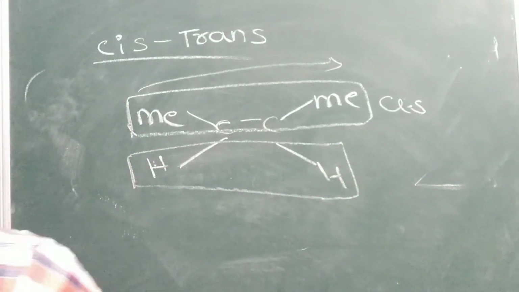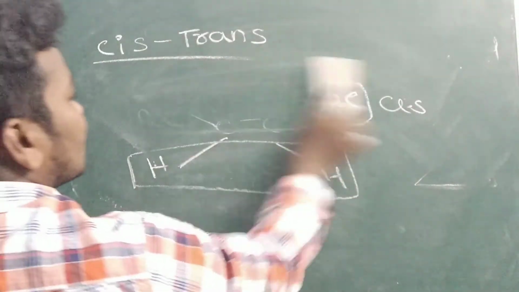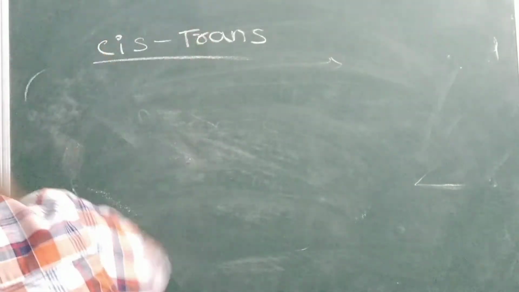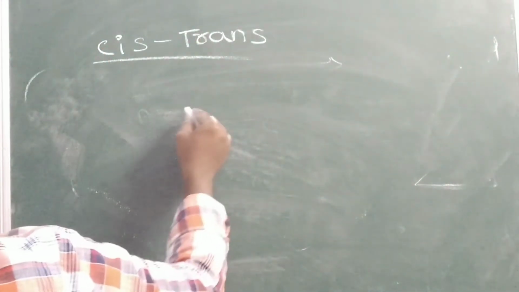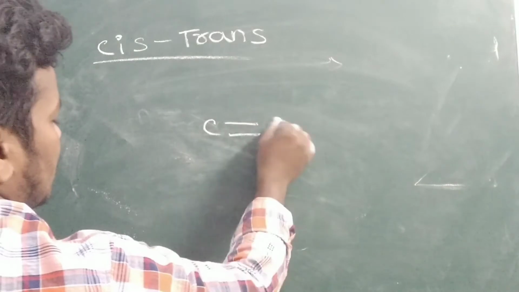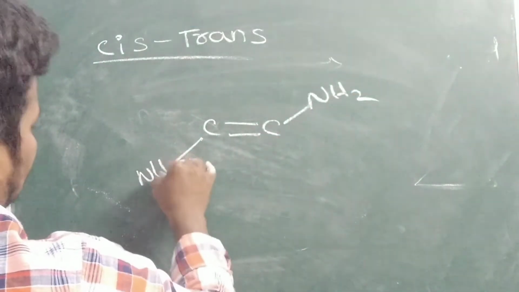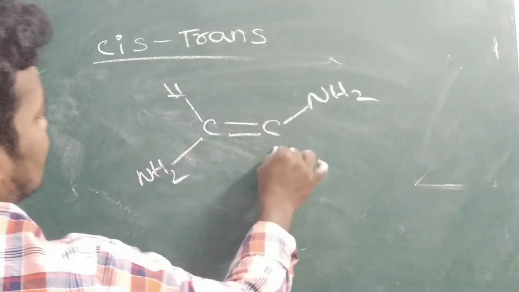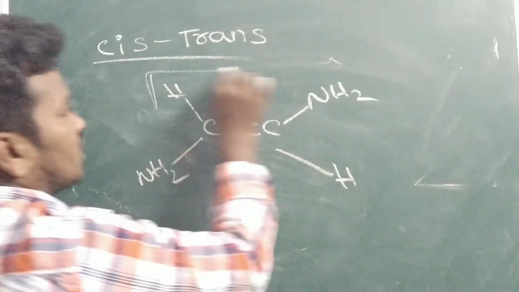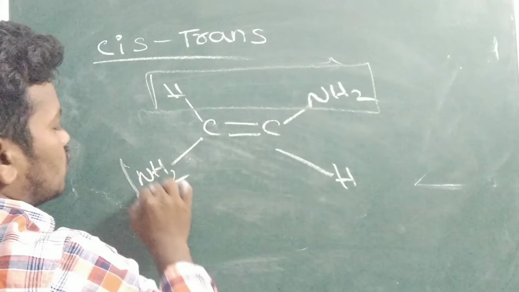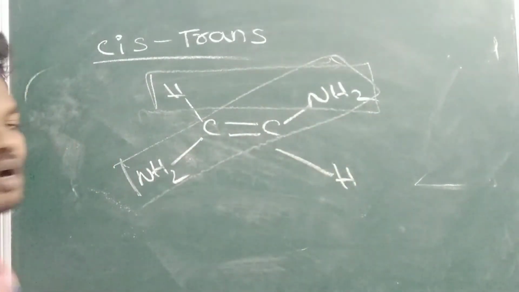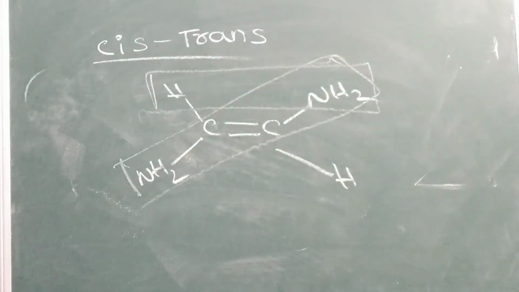So for example, trans, what is meant by trans? Opposite side. Trans means opposite side should be there. Carbon to carbon, NH2, carbon to carbon, NH2, hydrogen, hydrogen. Same type of groups are not present, opposite is present. So this is called a trans isomer. Cis means same side, trans means opposite side.